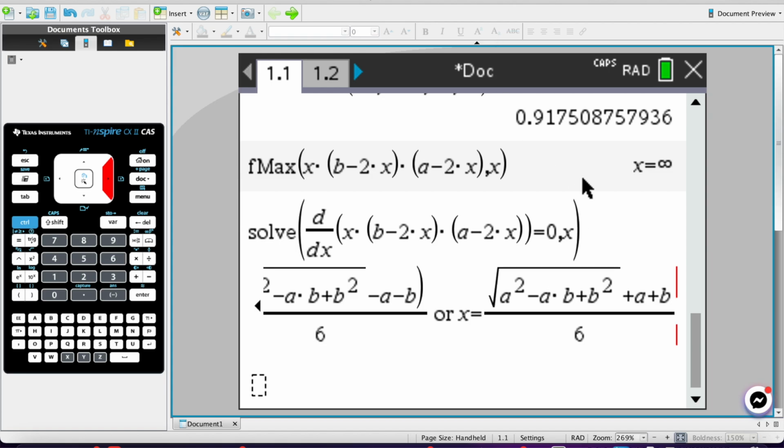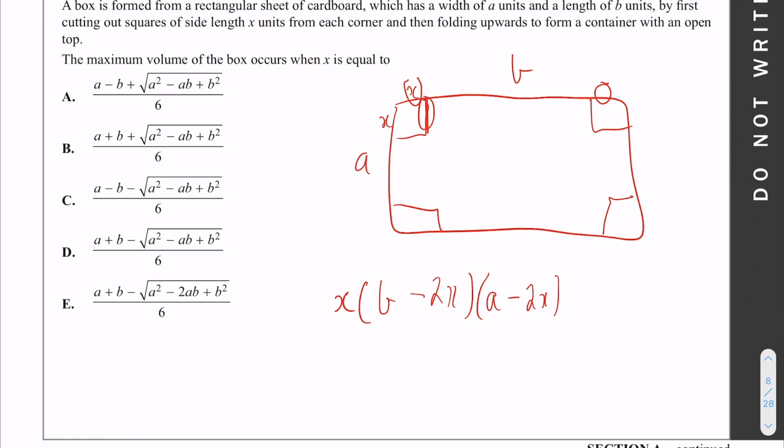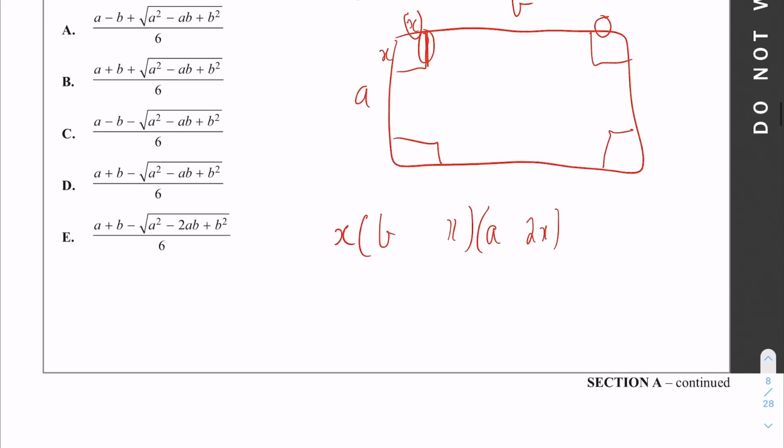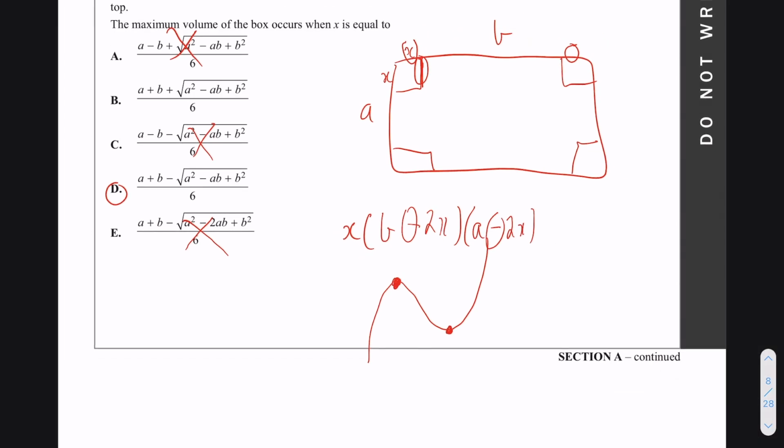If we think about what graph we have, we've got a negative and a negative and a negative, which cancels to be a positive. So we have a positive cubic, which looks something like that, meaning the maximum is going to be before the minimum. We had A plus B plus the square root, and A plus B minus the square root. And so it's going to be A plus B minus the square root, so that we get that before the minimum.